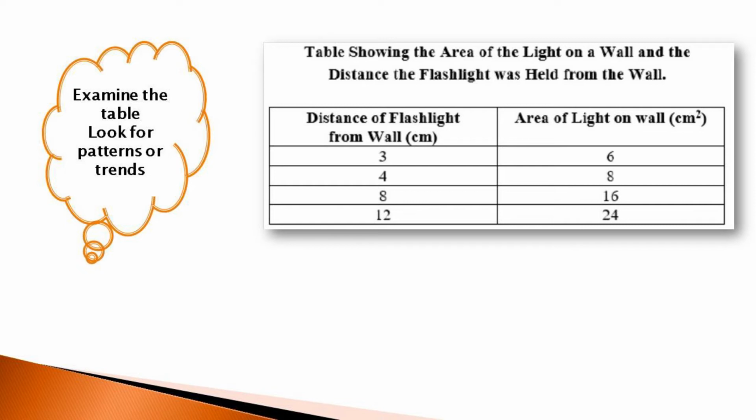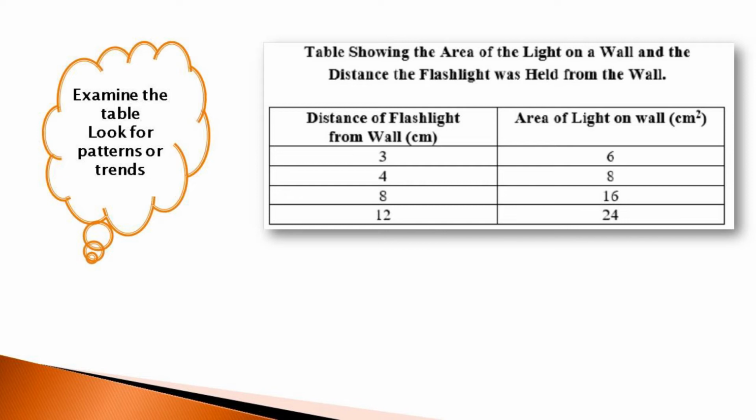All right, so let's check it out. So what is happening to the distance of the flashlight? Okay, so we can see that the distance of the flashlight from the wall is steadily increasing, right? So it's increasing. And then what is happening to the area of light on the wall? As the distance changes, the area of light also increases, right? So as we change the distance, the area of light changes, and that is increasing.